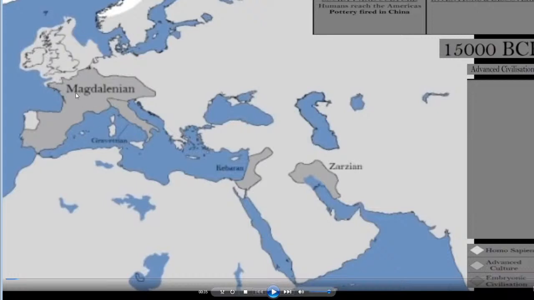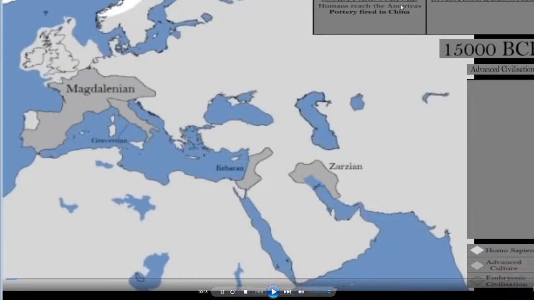And now this whole area in Europe is called the Magdalenian. And down here, where Sumer will be, is called Zarzian. And that's an advanced culture. So we haven't even gotten to the advanced civilizations yet. That won't happen for a long time. This actually speeds up for Alibai, not me.